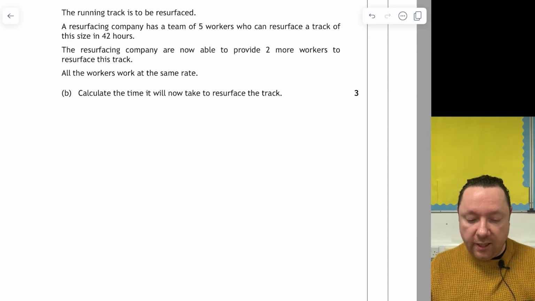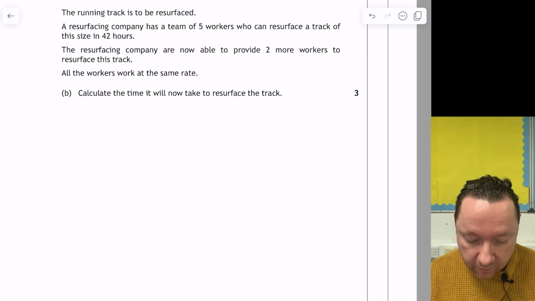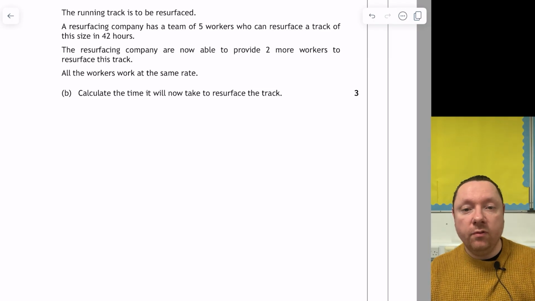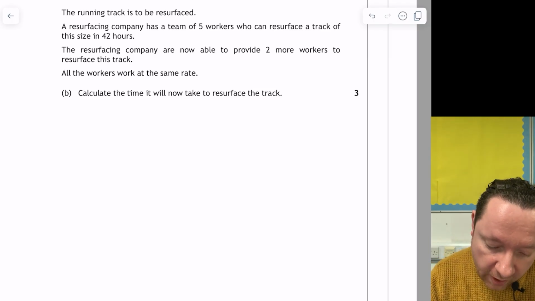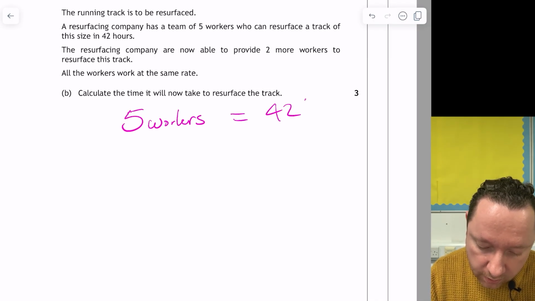The running track's to be resurfaced. The resurfacing company has a team of 5 workers who can resurface the track in 42 hours. A resurfacing company is now able to add 2 more workers. All the workers work at the same rate, calculate time to resurface. So this is inverse proportional, reverse proportion. So 5 workers, I'll write that down, take 42 hours.